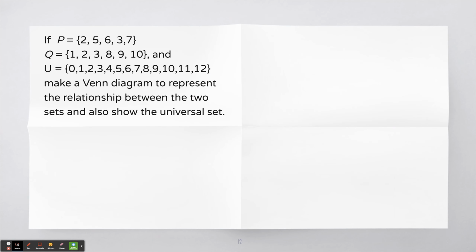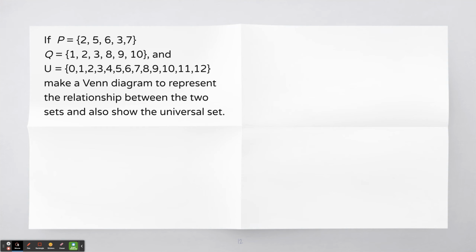This should look familiar to you based on what we talked about with set theory. We have set P and set Q that are listed. Set P has 5 elements, set Q has 6. We've got a universal set. The first number in the set is 0, and these are consecutive whole numbers that go up to 12. Make a Venn diagram to represent the relationship between the sets.